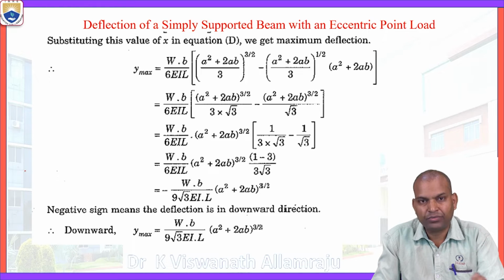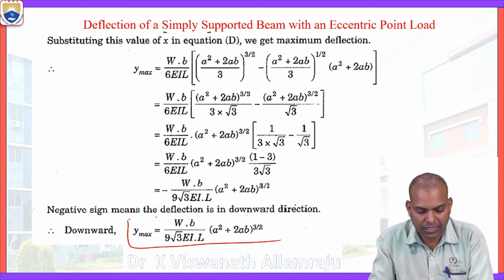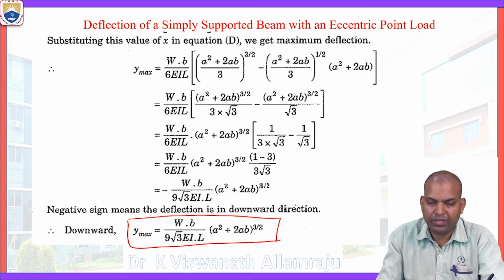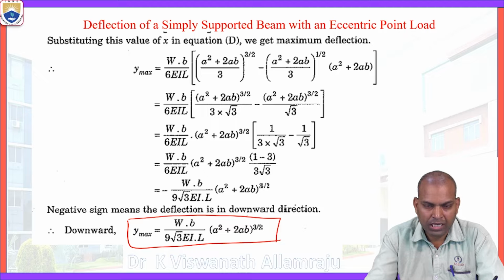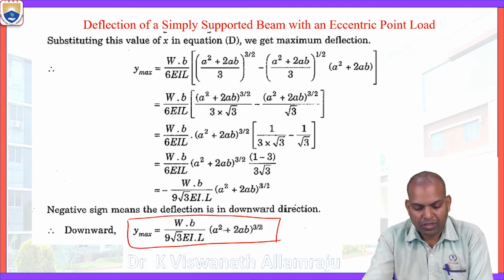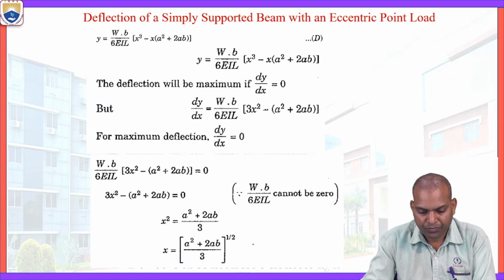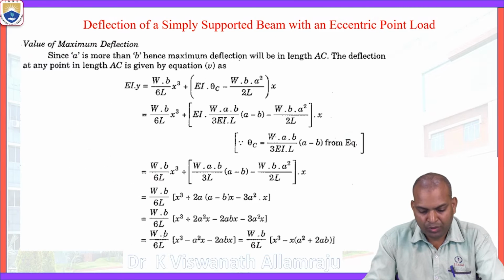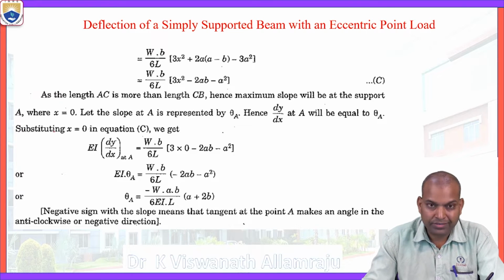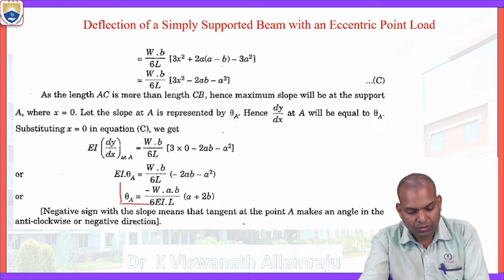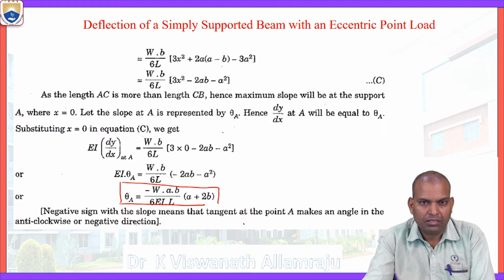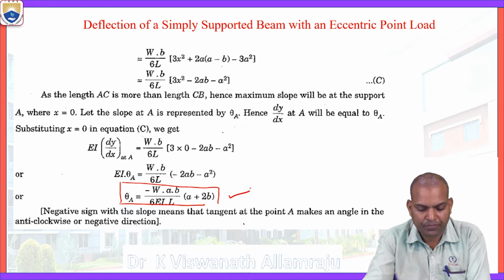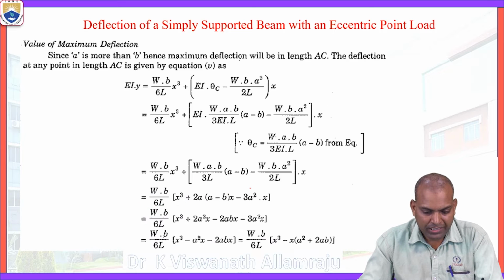If you want maximum deflection, the derived formula for maximum deflection is W B by 9 root 3 E I L times (A square plus 2AB) power 3 by 2. And one more very important thing is the slope we have derived. What is the slope? The slope at point A, theta A, is negative W A B by 6 E I L times (A plus 2B). So these are the formulae derived.